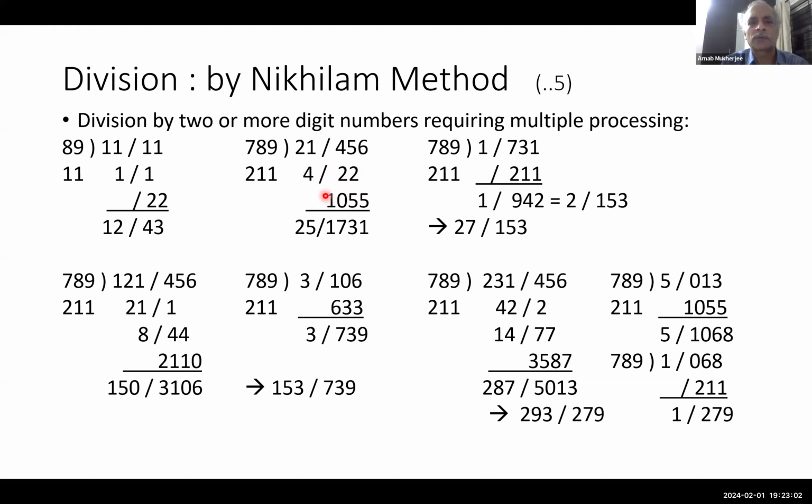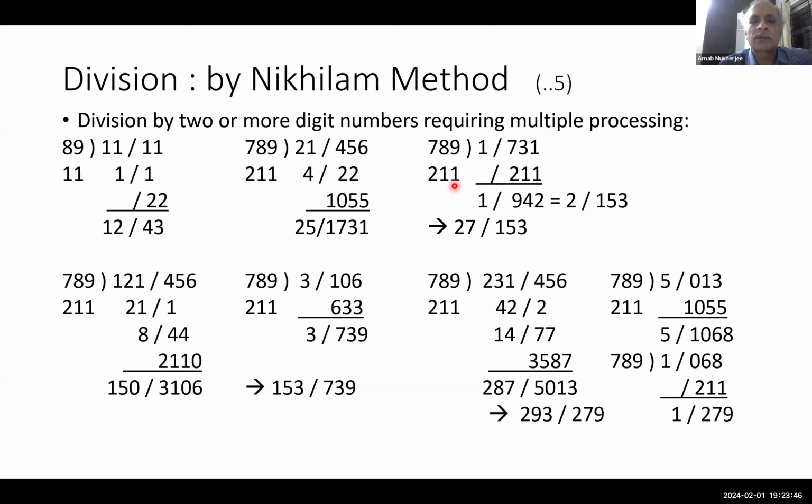That comes in total to 1055, and matching 6 with 5: 6 plus 5 is 11. 11 carries 1. 5 plus 2 plus 5 plus that 1 carry is 13. 3 is here. 4 plus 2 plus that carry 1 is 7. 7 here and 1 is 1. So 1731 becomes my remainder, and 21 plus 4, or this 4 plus 1, is 5 and 2 here. 25 becomes my quotient. But 1731 again needs multiple processing, so it requires another processing.